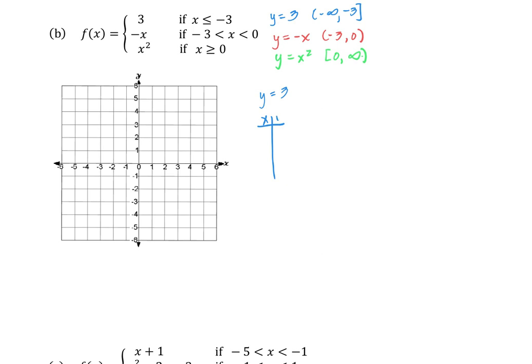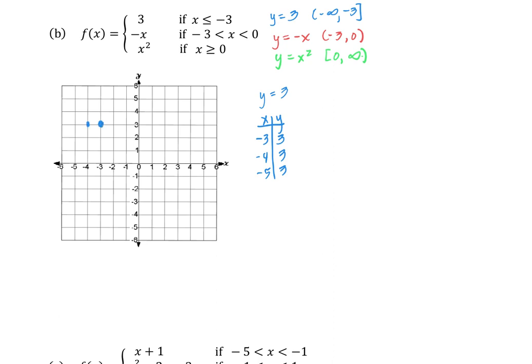Remembering that we're starting with whatever our interval says. So it says we're going to look at x is equal to -3, and then you can put in x values smaller than -3. So when x is -3, y is 3. -4, y is 3. -5, y is 3, and so on. And now since we're including the -3, at -3, 3, it's going to be solid.